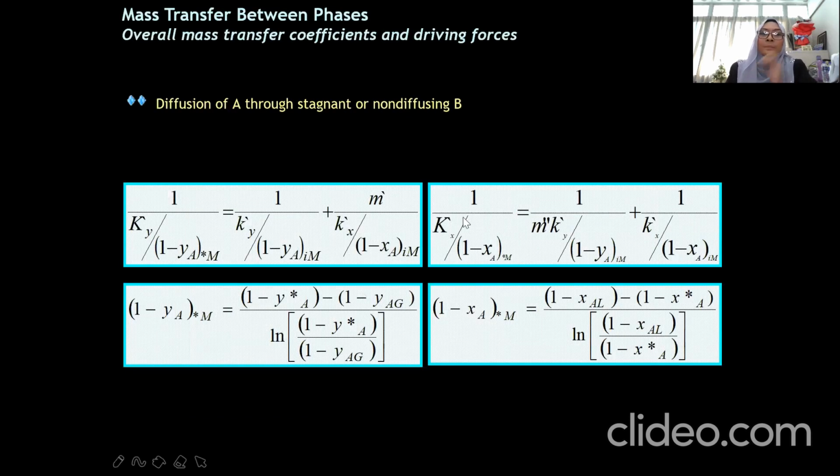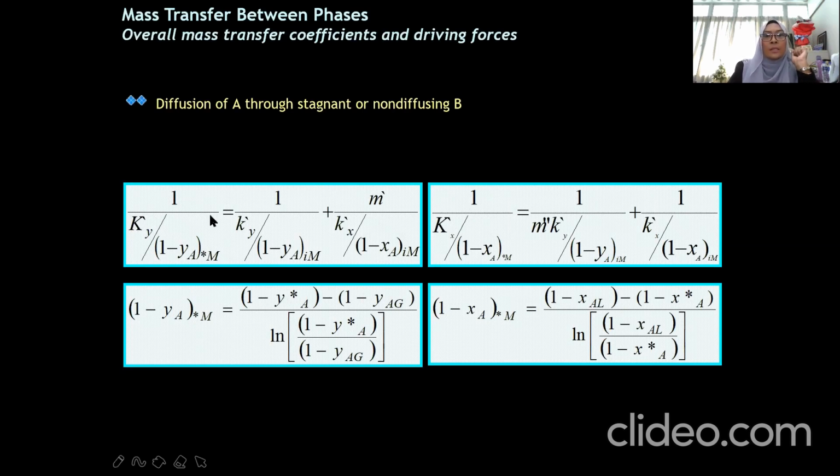In order for you to do the calculation that we did last week, which is to find the interface concentration, in the overall mass transfer coefficient part of this topic, you have to use this correlation, and you have to do the correction for k prime y for a case of diffusion of A through stagnant or non-diffusing B.